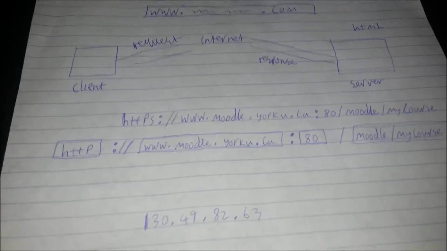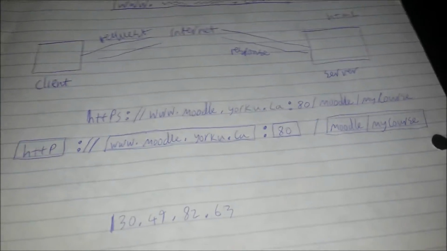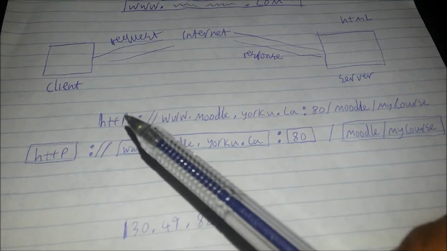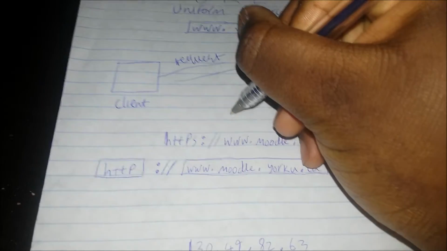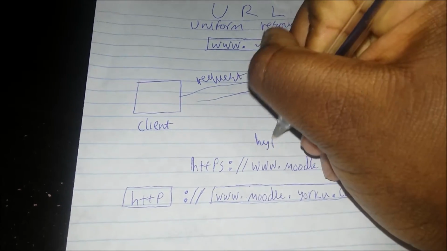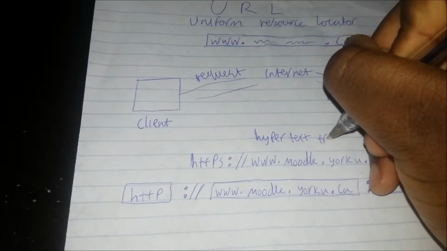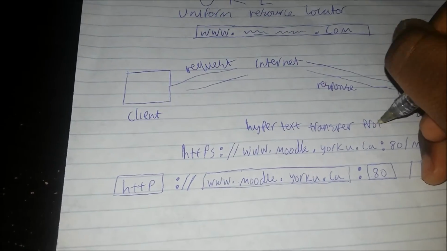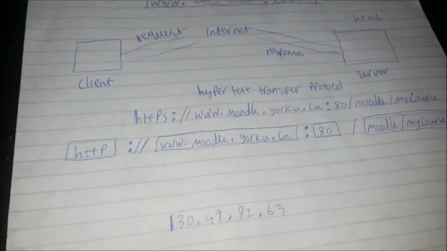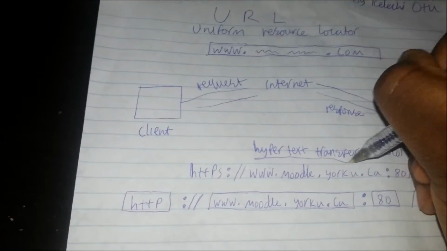So there are many types of URLs that exist, but the most popular and by far the most common type of URL is the HTTP type of URL. And the HTTP stands for Hyper Text Transfer Protocol. And this is the most popular type of URL by far.